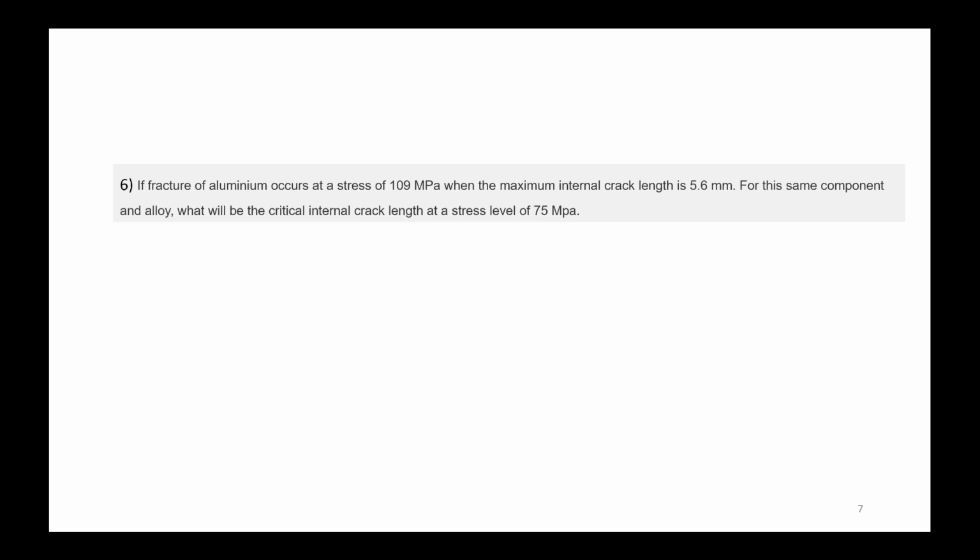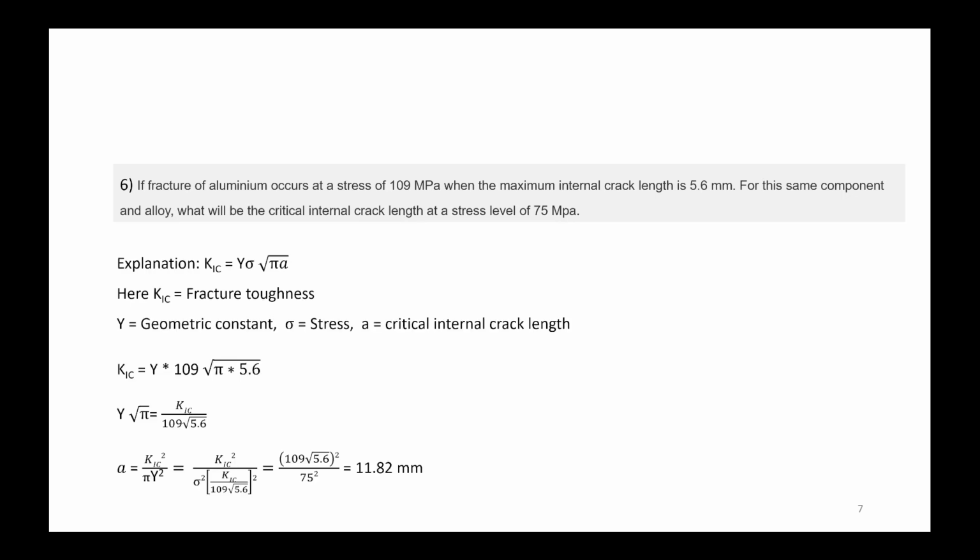If fracture of aluminium occurs at a stress of 109 MPa, then the maximum internal crack length is 5.6 mm. For this same component and alloy, what will be the critical internal crack length at a stress level of 75 MPa?